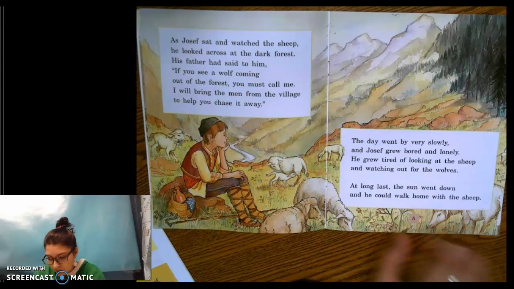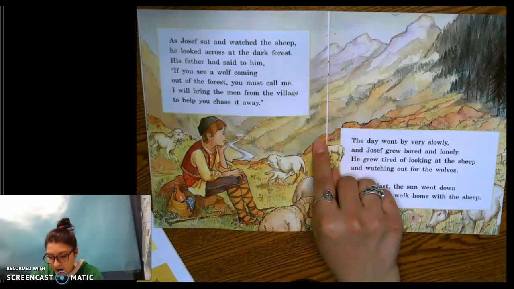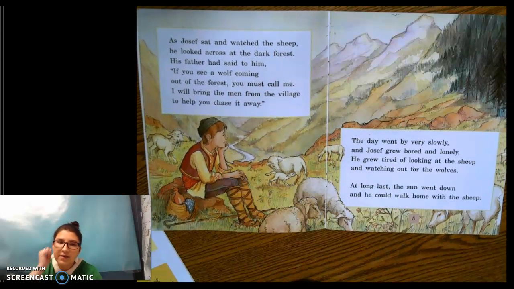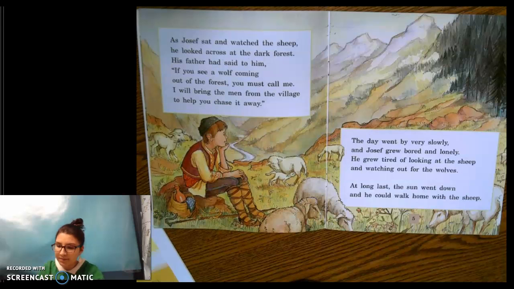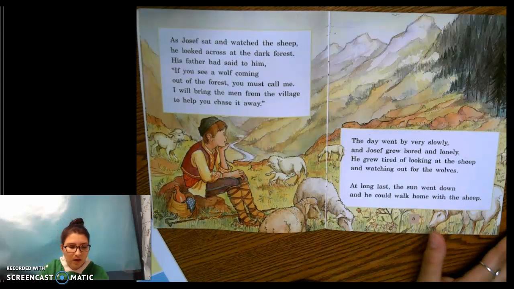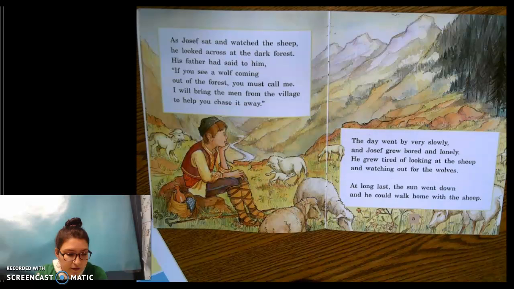Joseph sat and watched the sheep. The day went by very slow. As you can tell, he's kind of like, just kind of getting bored. Joseph, I am so bored and lonely. I am tired of watching the sheep and looking out for the wolves. I will be glad when the sun goes down and I can walk home with the sheep.